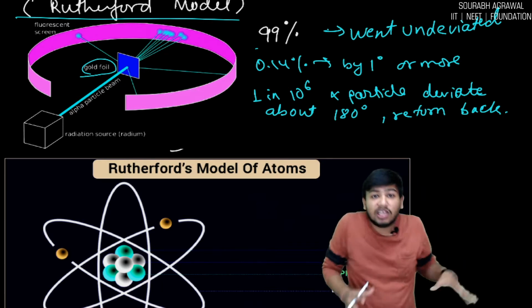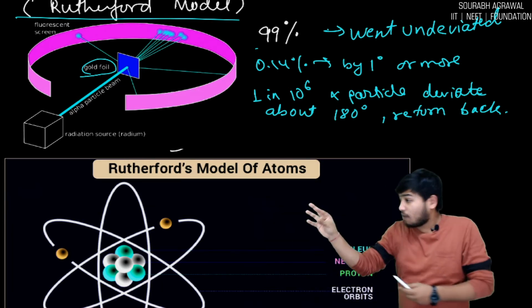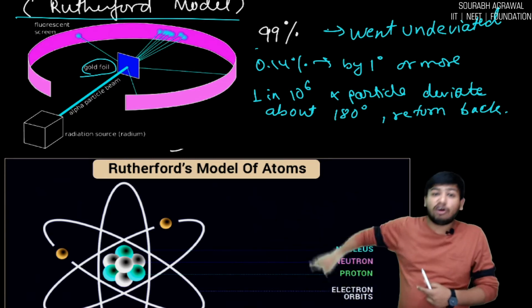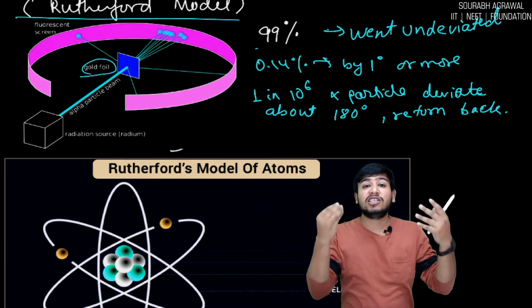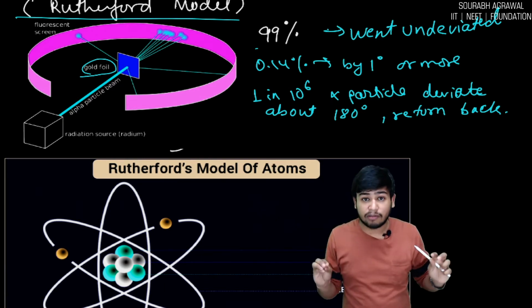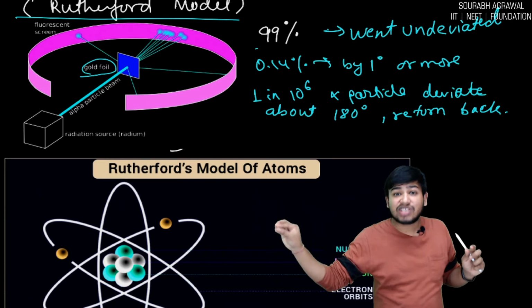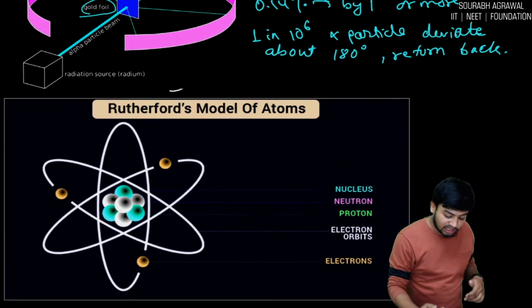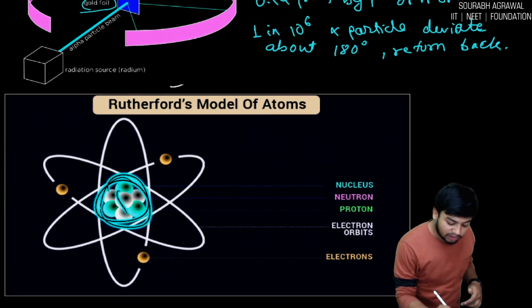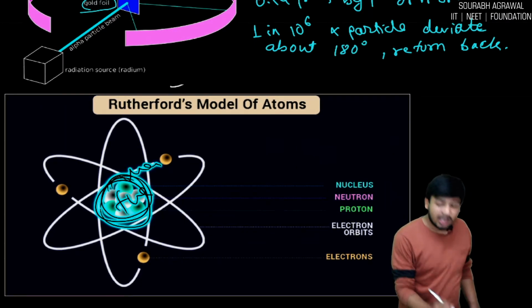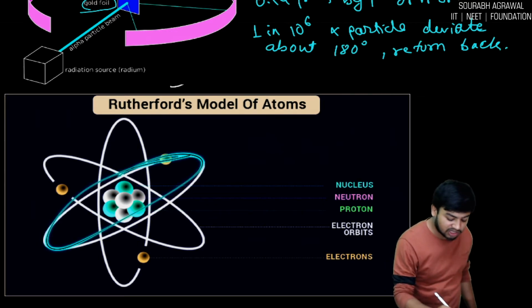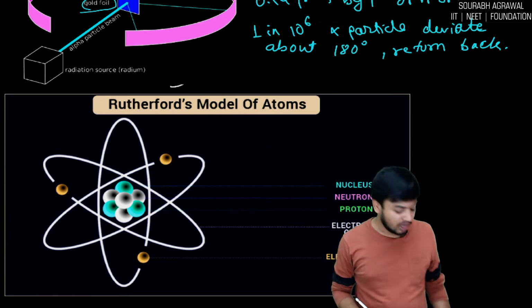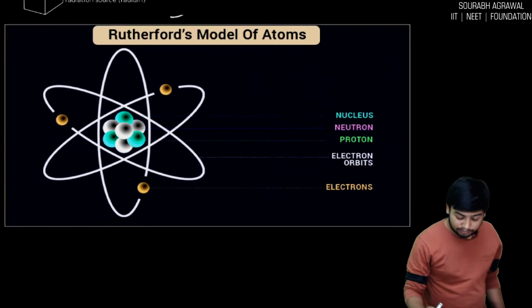From all this, he concluded that mass is concentrated only in some part inside. The other 99% of the atom is free space. Mass is concentrated at the center and electrons are revolving around. So this is the Rutherford atom. He said that all the positive charge and the mass is concentrated inside, and the rest of the electrons are moving around that nucleus. So this is the Rutherford model of the atom.